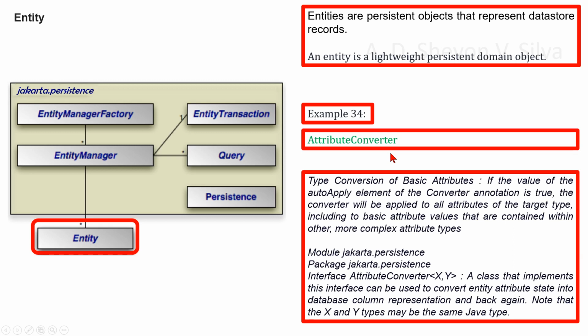enabled. An attribute converter class that makes use of CDI injection may also define lifecycle callback methods annotated with the @PostConstruct and @PreDestroy annotations. These methods will be invoked after the injection has taken place and before attribute converter instances are destroyed, respectively.